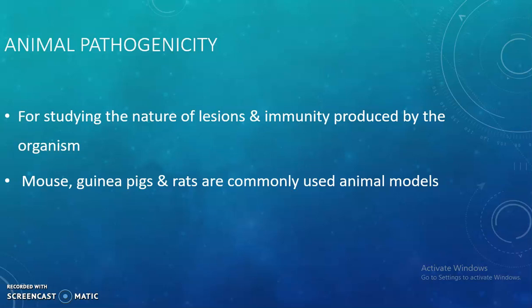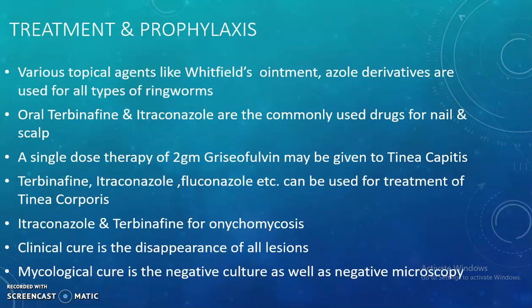Animal pathogenicity. For studying the nature of lesions and immunity produced by the organism, mouse, guinea pigs and rats are the commonly employed animal models.